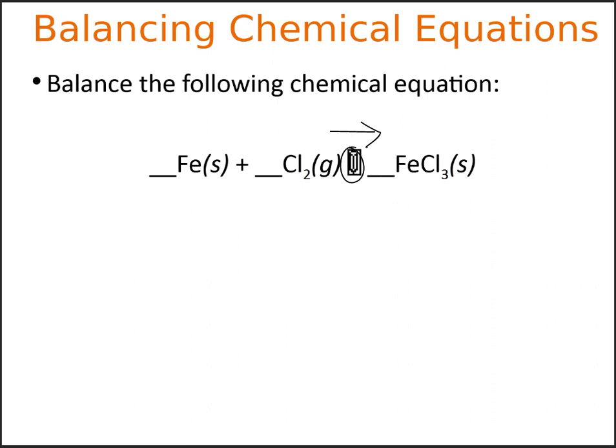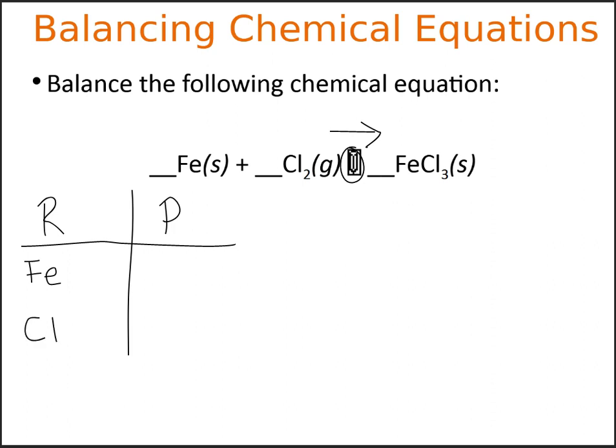Always start by counting how many atoms of each element you have on the reactant side and the product side. And I like to do that just by making a little table. Put an R on the left side for reactants and a P on the right side for products. I look at the reactant side, I write down what atoms I see. I see iron and I see chlorine. Same thing on the other side. I like to keep the elements next to each other so I can compare them.